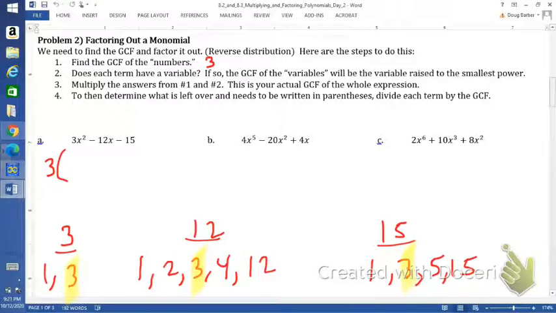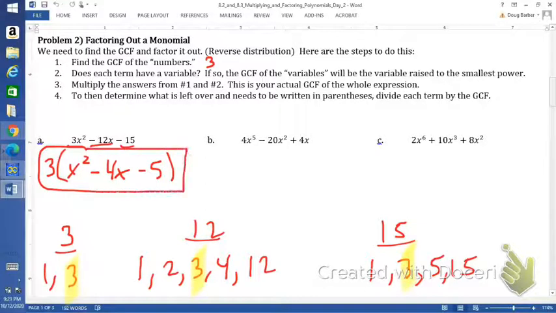Alright, so to then determine what is left over and needs to be written in parentheses, divide each term by the greatest common factor. So each of these terms gets divided by 3. So 3 divided by 3 is 1. So we just have an x squared, or 1x squared. A negative 12x divided by 3. A negative 12 divided by 3 is a negative 4. So negative 4x. And the negative 15 divided by 3, that's going to give us a negative 5. There's our answer.